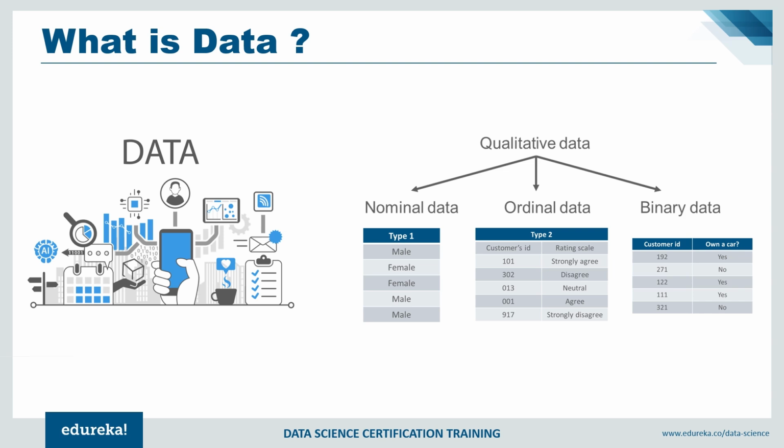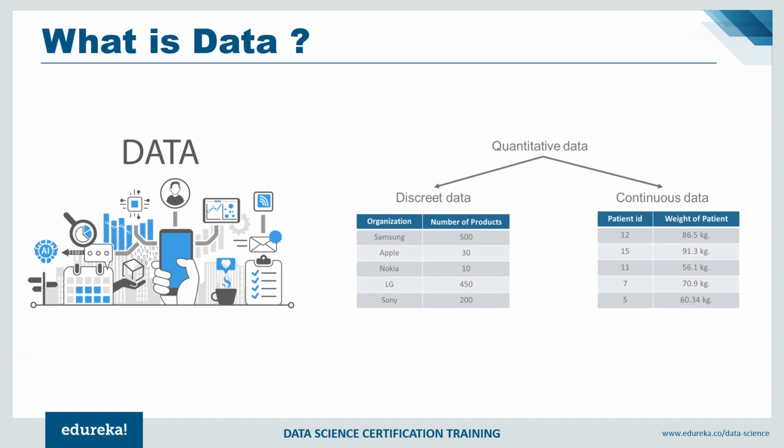Now, data which can be categorized into a classification, data which is based upon counts, where there is only a finite number of values possible, and the values cannot be subdivided meaningfully, is called discrete data. So as you can see here in our example, we have organization and the number of products. So this cannot be subdivided into number of subproducts, right?